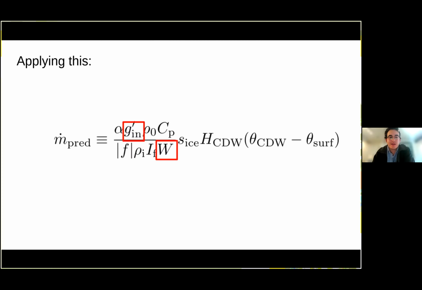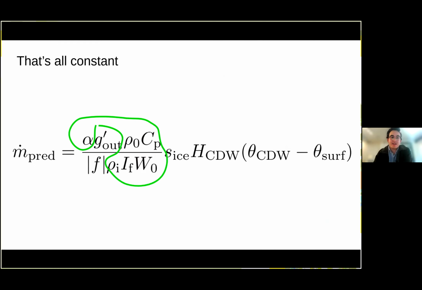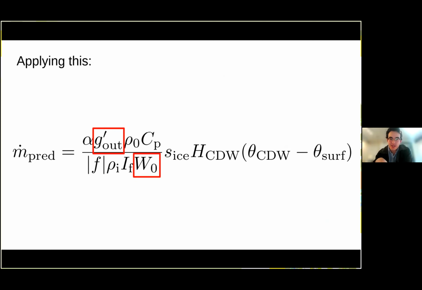And so we have that G prime and that W term hanging around in our equation. And so we can just swap that out with the exterior stratification, the stratification outside of the cavity, divided by some constant W0. And that's really nice because if you look at this equation now, nothing here requires knowing anything about the inside of the cavity. We can calculate all of these things just from the hydrography offshore.